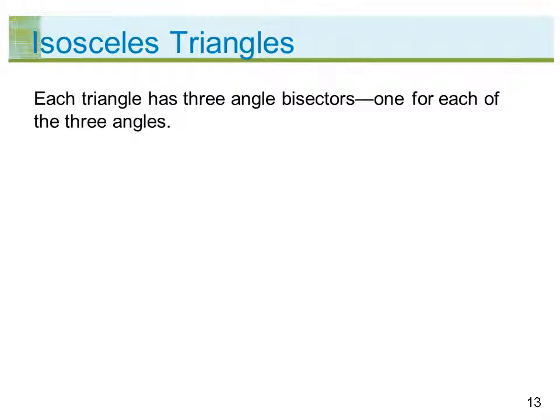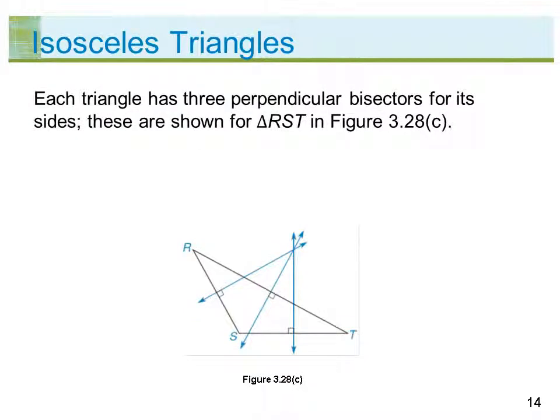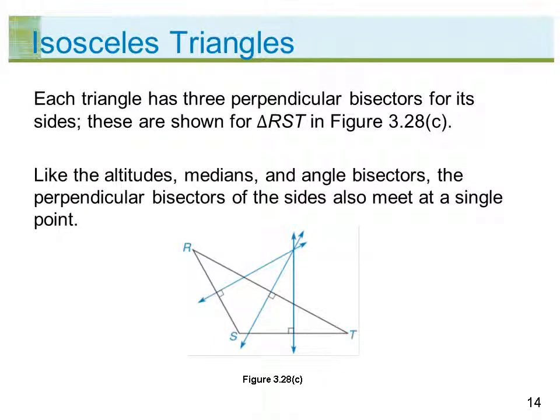Each triangle has three angle bisectors, one for each of the three angles. As these are shown for triangle MNP in Figure 3.28b, it appears that the three angle bisectors have a point in common. Each triangle has three perpendicular bisectors for its sides. These are shown for triangle RST in Figure 3.28c. Like the altitudes, medians, and angle bisectors, the perpendicular bisectors of the sides also meet at a single point.